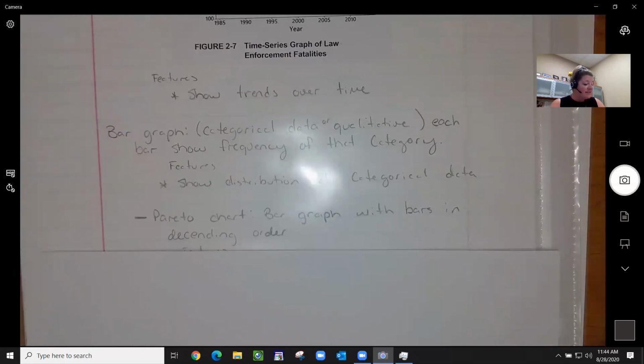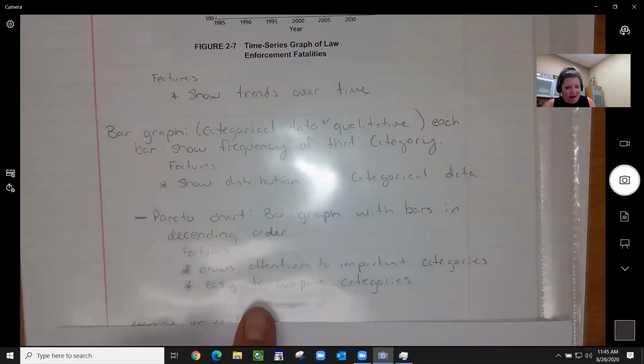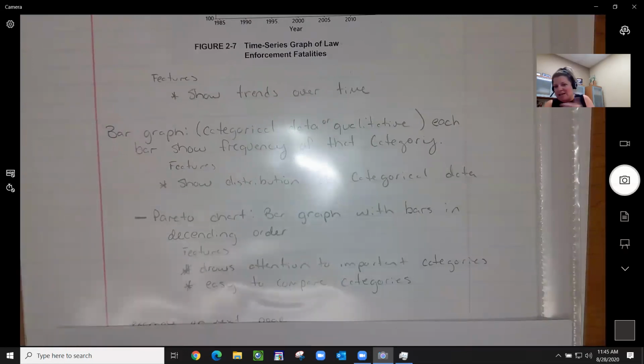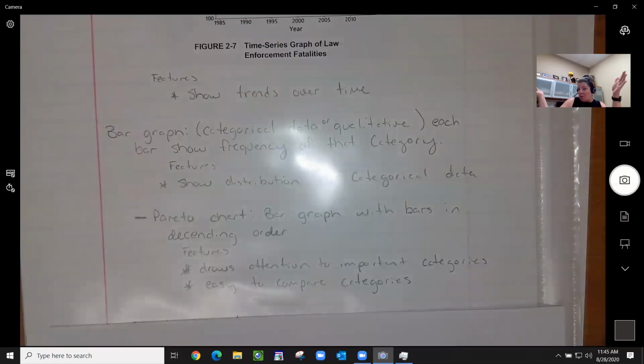A Pareto chart is a bar graph with the bars in descending order, so it starts with the highest. And why would we want to do that? Because we can easily compare the categories when they go straight down and be like, oh, there's the highest, there's the lowest, versus trying to read it and see. So it is just an organized bar graph.